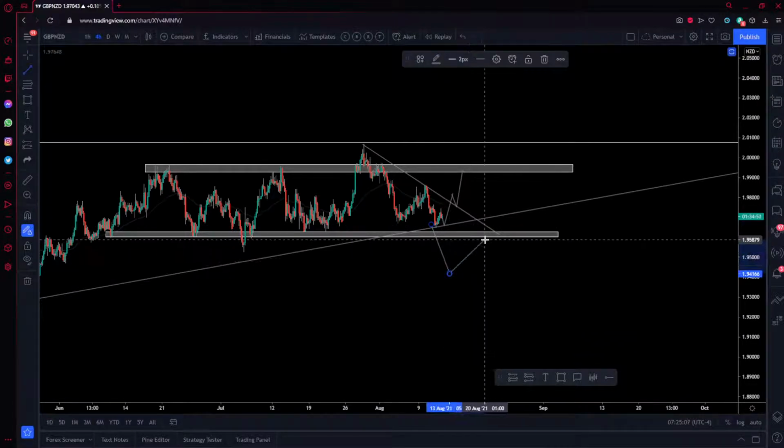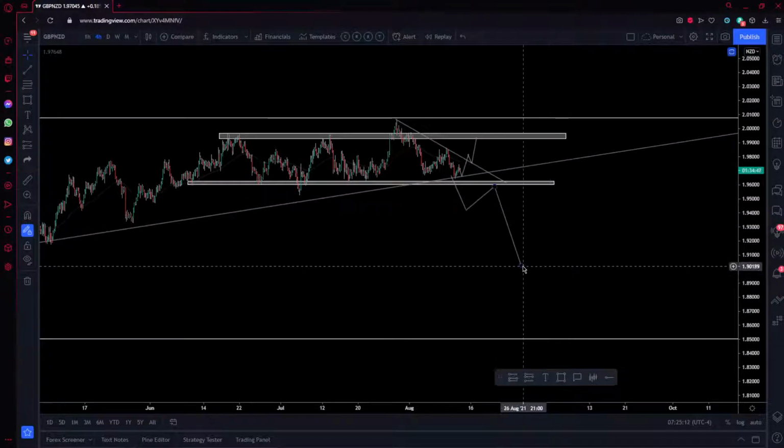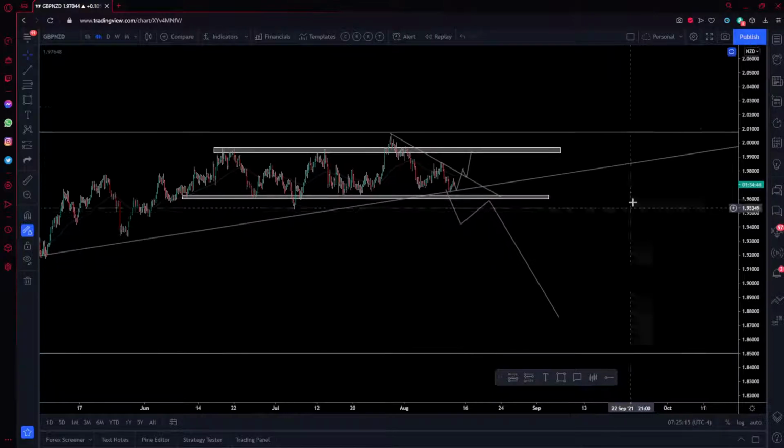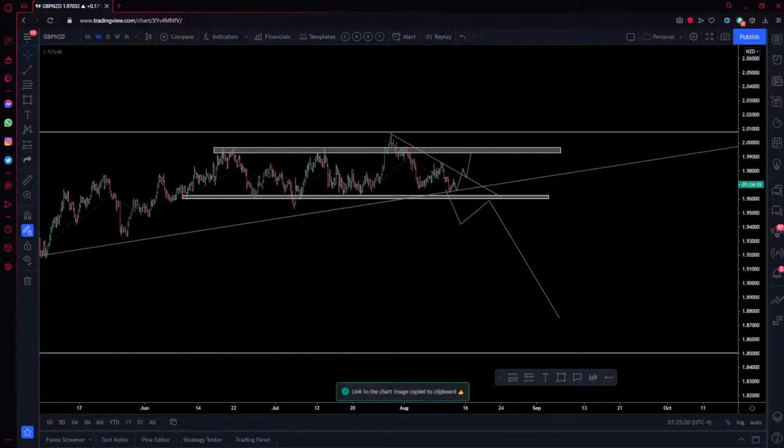So break to the downside, correction, and then continuation. Let's take that, and I'll send it to the live chat and to the Discord server. Just waiting for confirmations.